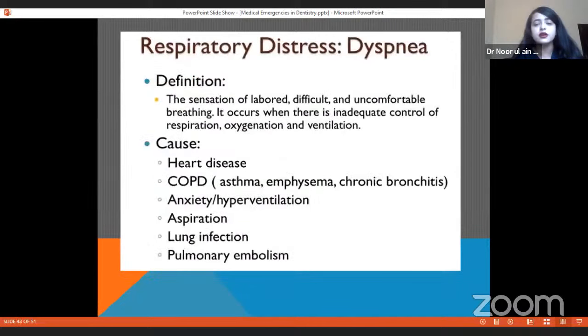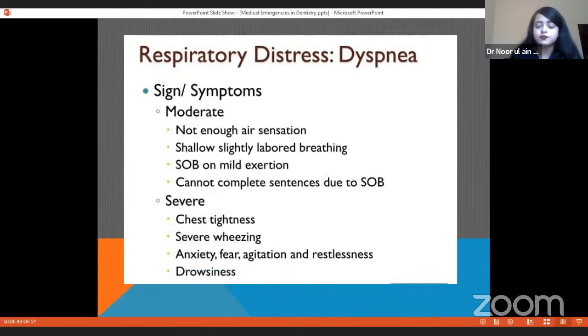So in dyspnea, the definition of dyspnea is the sensation of labored, difficult and uncomfortable breathing. It occurs when there is inadequate control of respiration, oxygenation, and ventilation. The causes are heart diseases and COPD, one of the main causes, which covers diseases of the lung like asthma, emphysema, chronic bronchitis, or anxiety or hyperventilation, aspiration, lung infection, pulmonary embolism. These all can cause dyspnea.